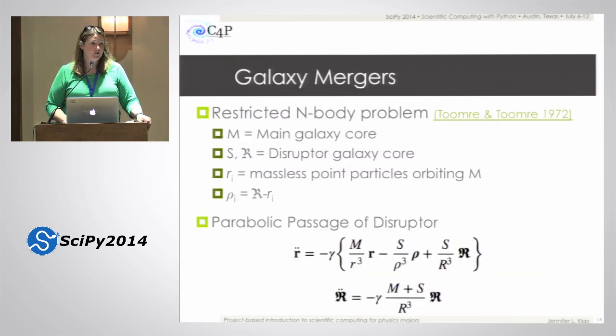This is my favorite project, the Galaxy Mergers project, which is basically solving the restricted n-body problem. If you have two galaxy cores of very large masses passing each other, and one of the galaxies has a set of massless point particles orbiting around it, when the disrupting galaxy passes by, it will disrupt the trajectories of those particles, and you can model that by solving the differential equations.